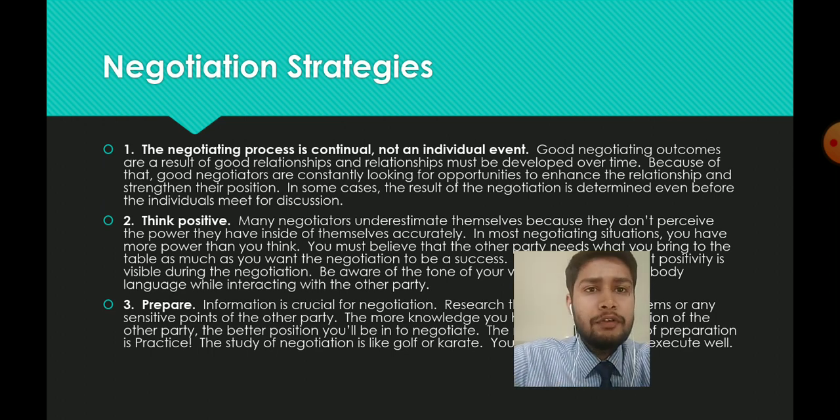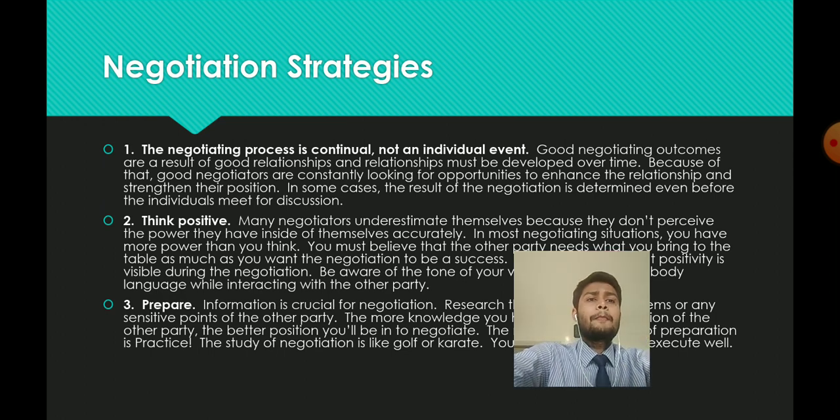Now, the first point is that the negotiating process is continual and not an individual event. It is not that negotiating just happens in a snap, or is a momentary thing. It starts with some offer or deal, and it goes beyond that. You have to behave well and make a relationship with the other party. It is not that the other party is just your enemy, so you have to beat him.